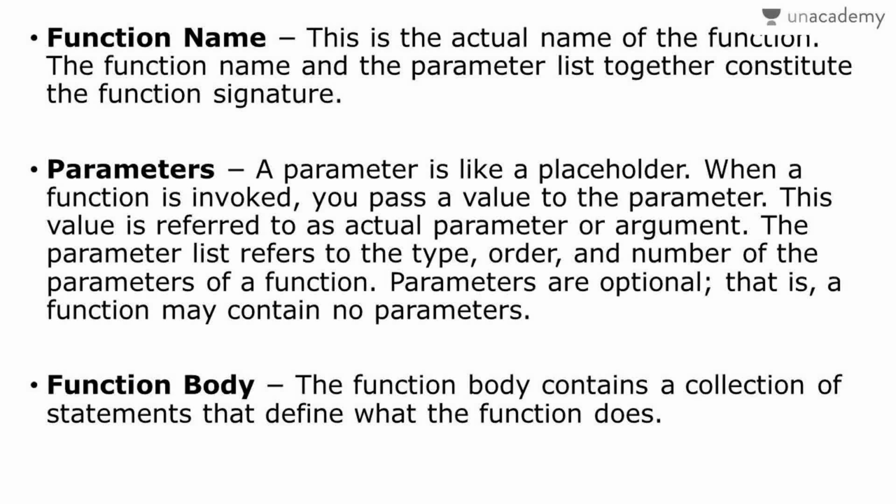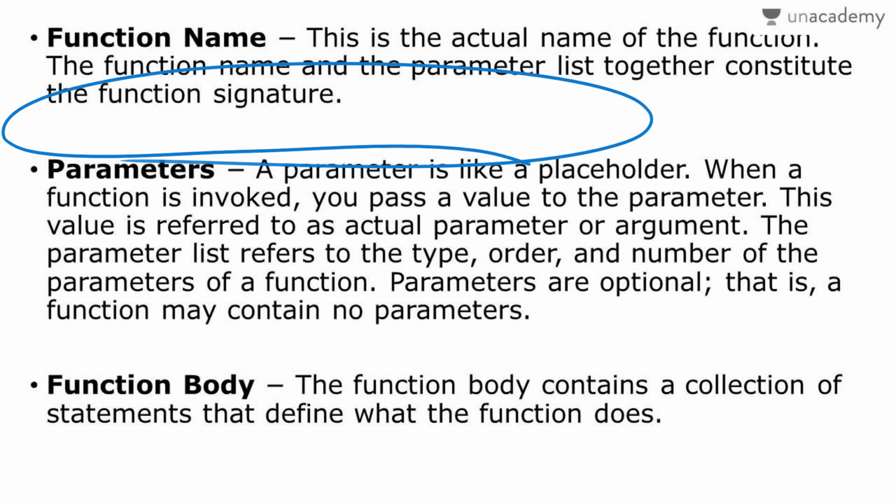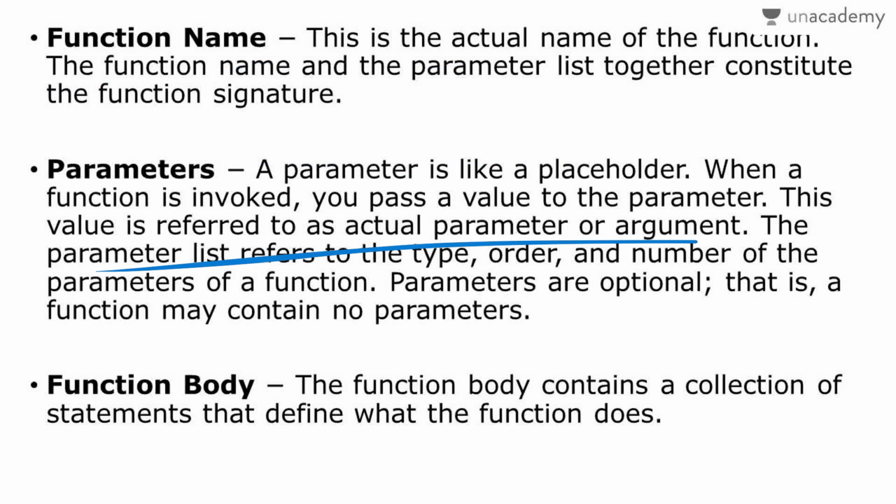Coming to the function name. The function name is the actual name of the function, and the function name and the parameter list together constitute the function signature. The signature includes the function name along with the parameters. And what are parameters? A parameter is like a placeholder. Whenever a function is invoked, you need to pass a value to the parameter, and this value is referred to as the actual parameter or the argument.